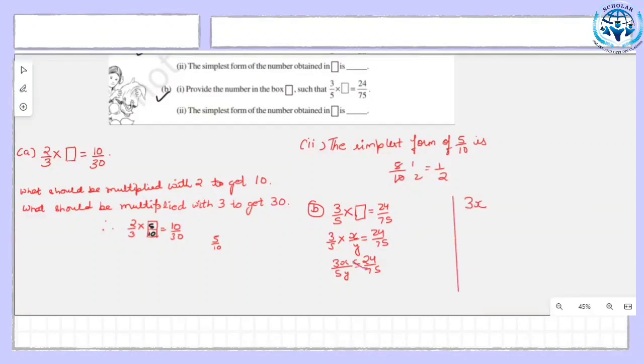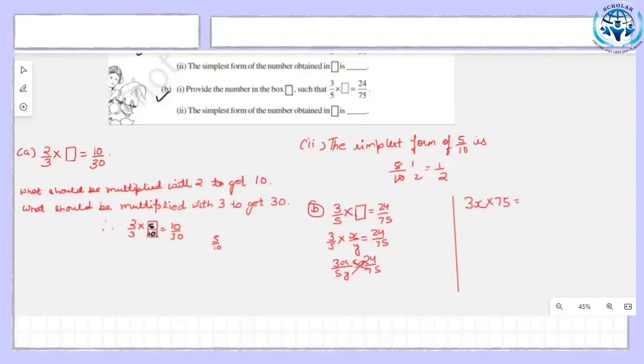You can simply divide 75 by 5 and 24 by 3 and get the fraction, or you can assume it x by y, then you can cross multiply it. 3x into 75, 24 into 5y. 225x is equal to 120y. Y will be shifted in the denominator and 225 will be shifted in the denominator on the right hand side. This is also a type of cross multiplication. Then x by y is equal to 120 upon 225.